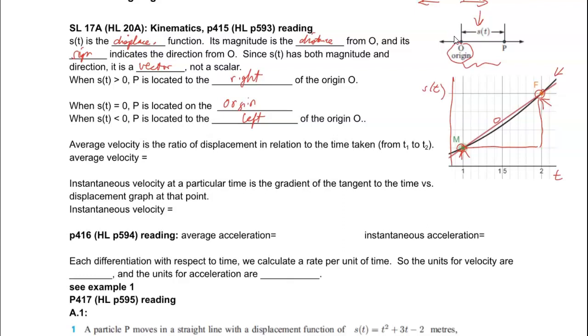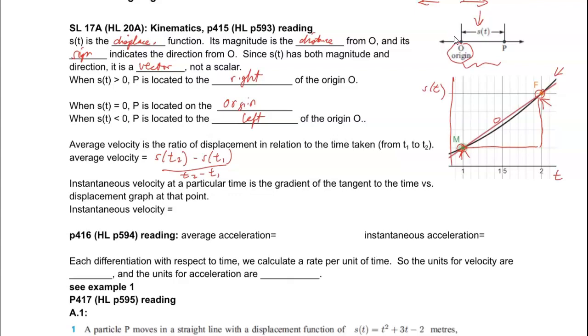All right, so the formula for the average velocity is the displacement at time 2 minus the displacement at time 1, divided by time 2 minus time 1. So basically, the difference in the displacements divided by the difference in time.